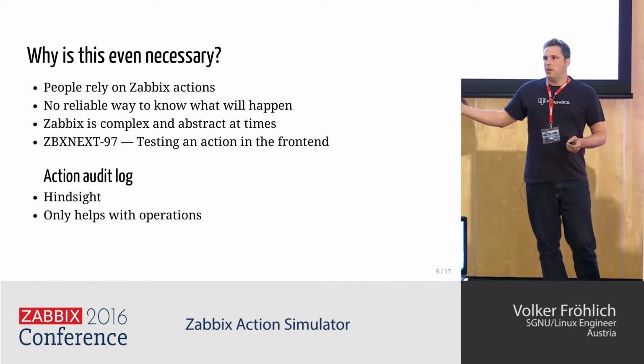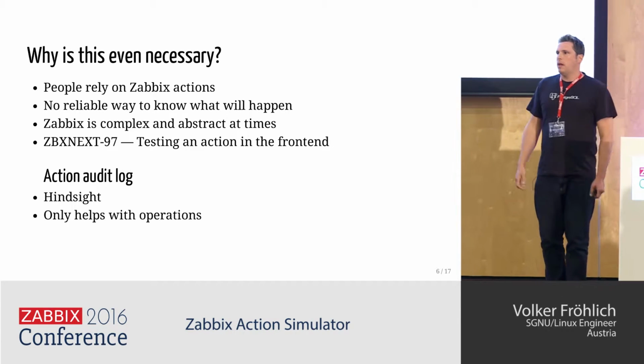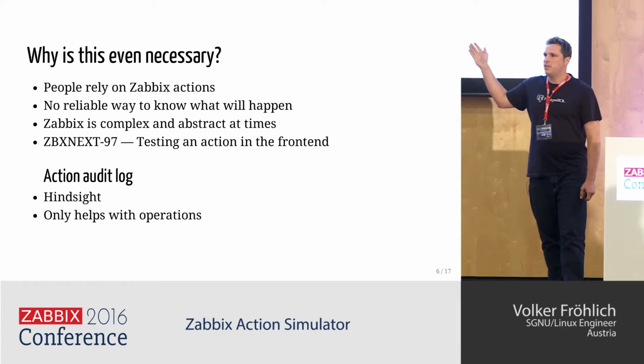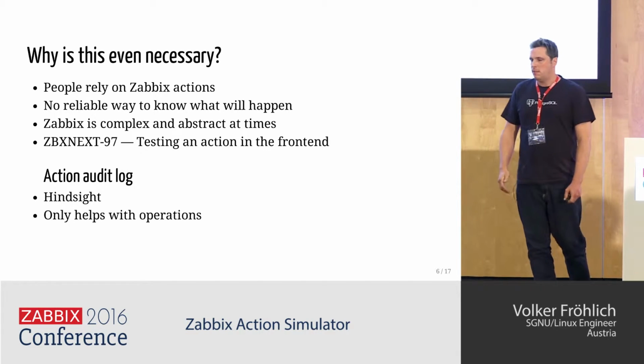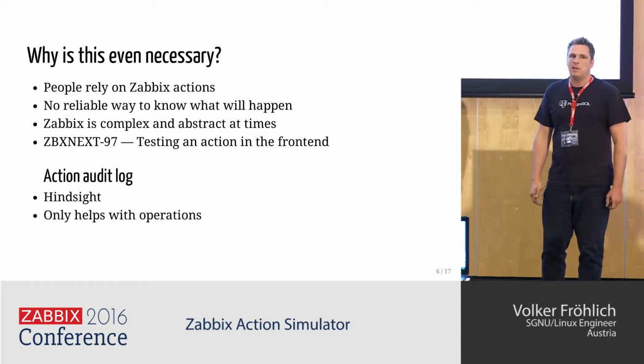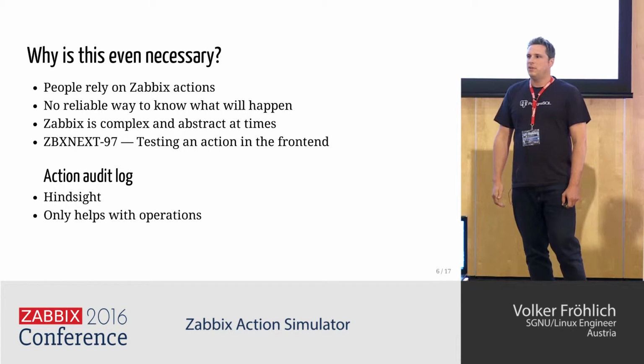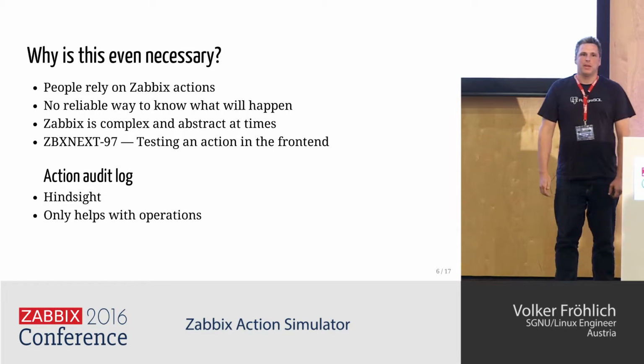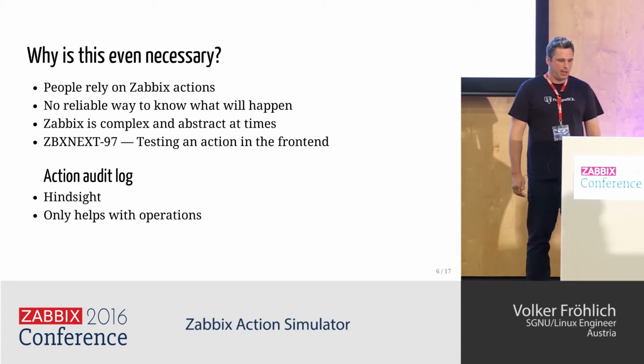trigger and what we actually want to do in the case of an event. You can guess from the number Zabbix 97, Zabbix Next 97, that is a fairly old ticket that is actually 7 years old. Asking for just that, trying to figure out what's going on if an event happens.